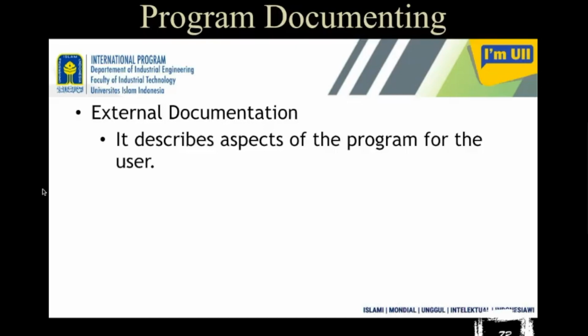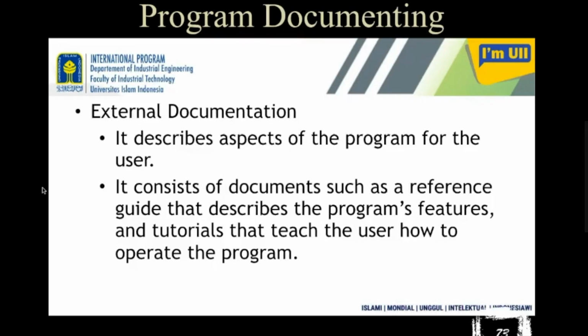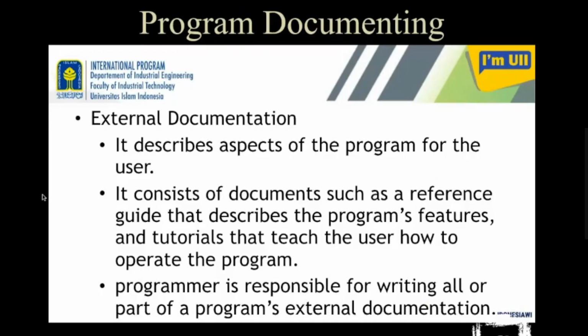External documentation consists of documents such as a reference guide that describes the program's features, and tutorials that teach the user how to operate the program. So if you look at external documentation, how a particular software can be used is actually written there. That is an example of external documentation. A programmer is responsible either for writing the whole user guide or maybe some portion of it, and some other person will write the remaining portion of the documentation.